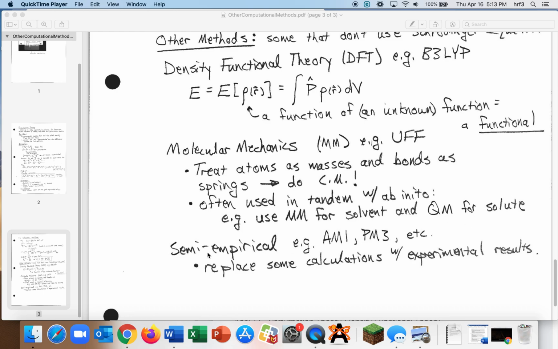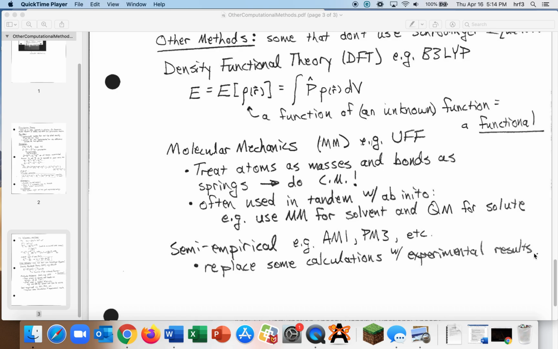And then the last category I'll talk about briefly is semi-empirical. There's a long list in Gaussian, for example, AM1, PM3, and others. For semi-empirical, you replace some of the calculations with experimental results. So let's say that we know from spectroscopy the bond length or something like that for our atoms. We'll just put those in there and fix those, and then we'll do our quantum mechanics on what's left of the system. So maybe exactly where the electrons are and what the cloud looks like. But we'll leave the bond lengths fixed, for example.